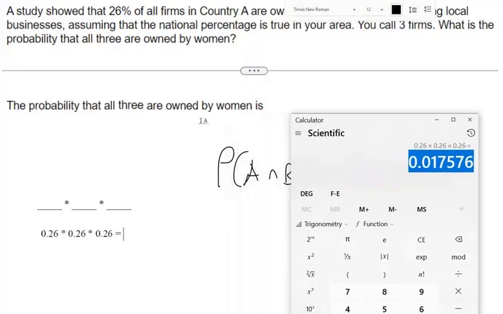Doesn't tell you where to round. So there's the full probability. As a percentage, that's about 1.8%.